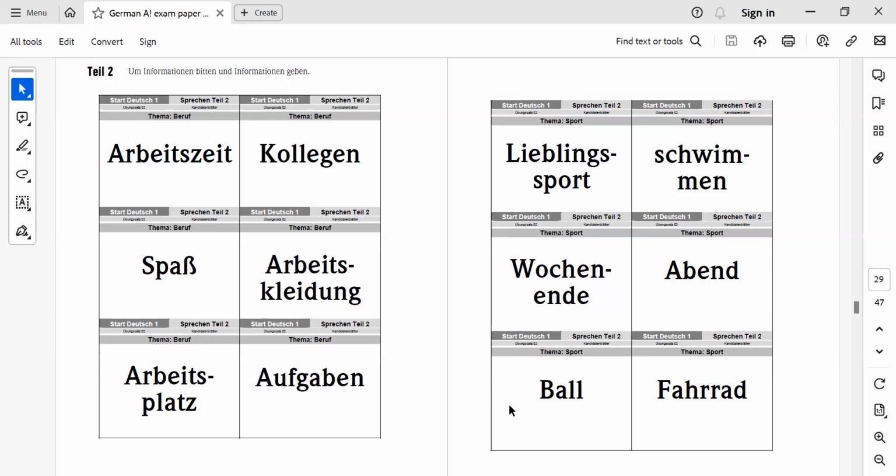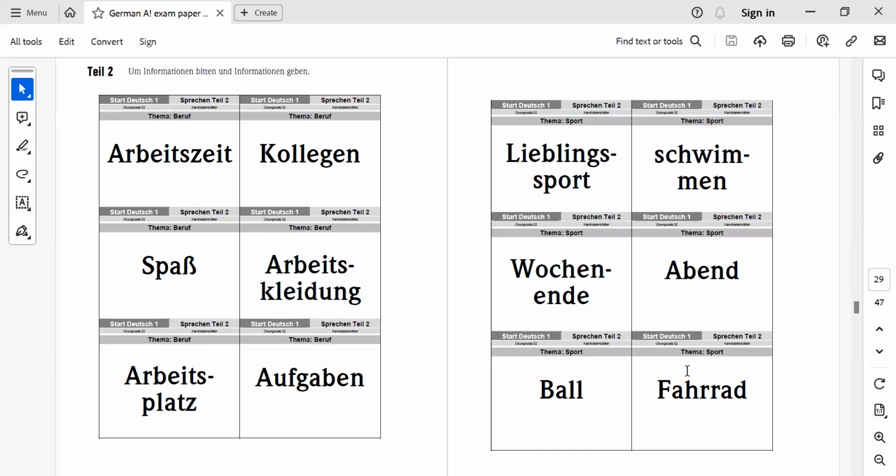Then Ball. Spielen Sie Ball? Kaufen Sie Ball für Ihren Kindern? Nein, ich spiele keinen Ball. I don't play any ball. Kaufen Sie Ball für Ihren Kindern? Do you buy ball for your kids? Yeah. Meine Kinder sind klein, my kids are small. So yeah, I buy ball. Then the next question, how do you go to a workplace?